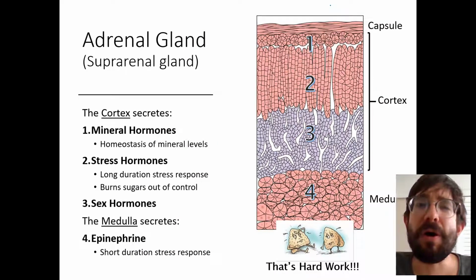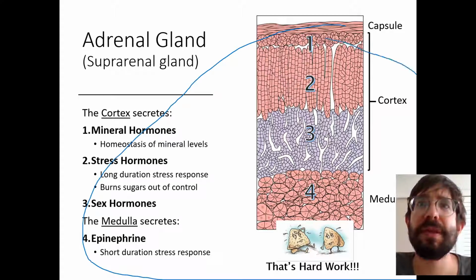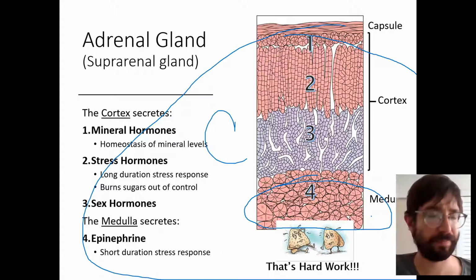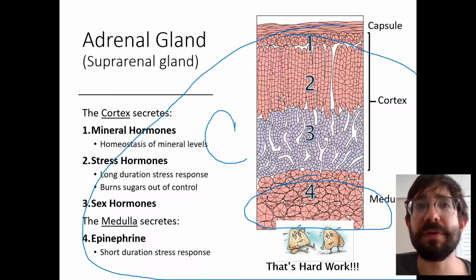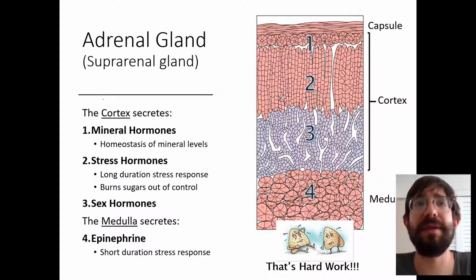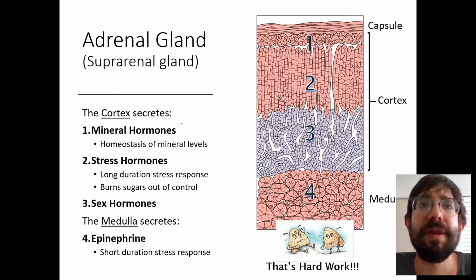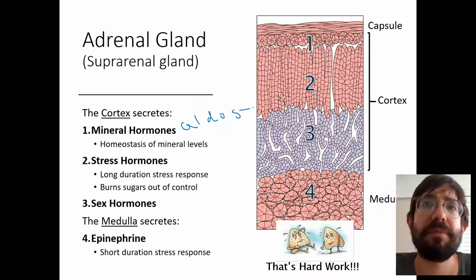Here's a look at the wall of the adrenal gland. So if you can imagine the adrenal gland was super huge like this. Here's the medulla in the middle, and then all of this is cortex. So if we look at the cortex, there's 3 kinds of hormones being made. These mineral hormones, this is the worst, one is called aldosterone.